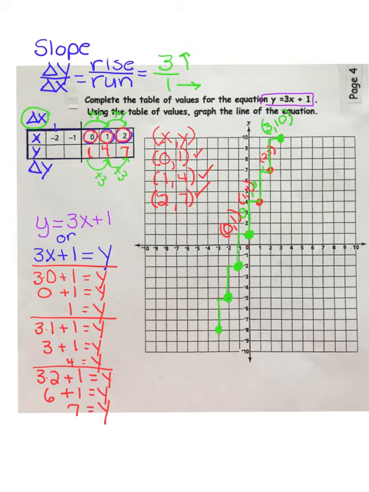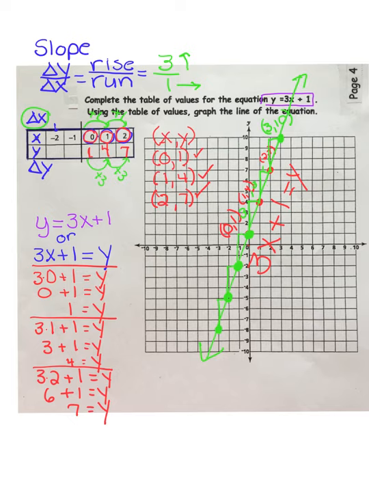Grab your ruler and connect up all the dots. Make a nice sweeping line and mark each end of that line with arrowheads, indicating that the line goes on forever and ever. Your line should look something like this. And the finishing touch, label the equation just above or below the line. 3x plus 1 equals y.